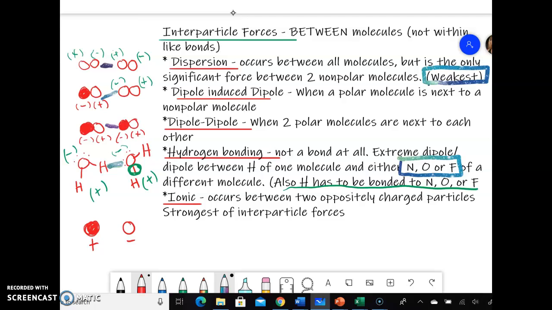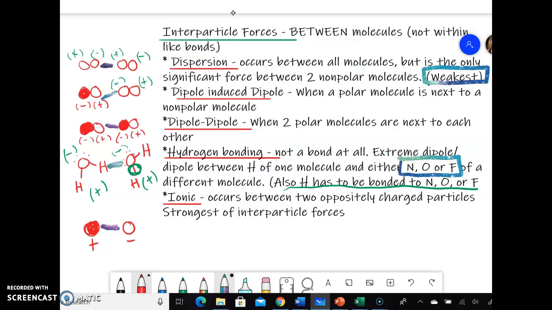And then the last one is if you have complete charges. So now instead of a partial positive, notice the other ones are in parentheses. That means it's a partial positive or a partial negative. Now we've got extreme positive and negative. So the dark red one has completely donated its electron to the negative one. So we get a complete positive and a complete negative. And that attraction, an ionic bond, is also an interparticle force. That is the strongest of the interparticle forces. So when we talk about separating things like melting point and boiling point, these are the things we're going to compare to see what boils at the lowest temperature.